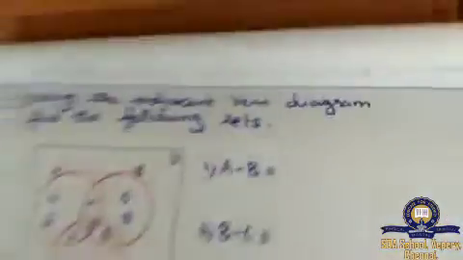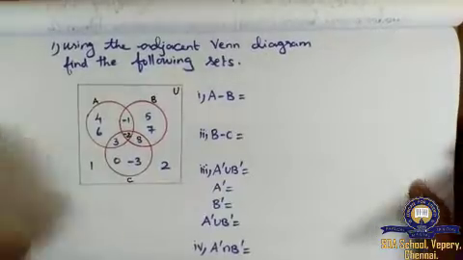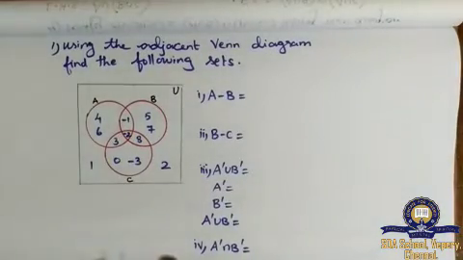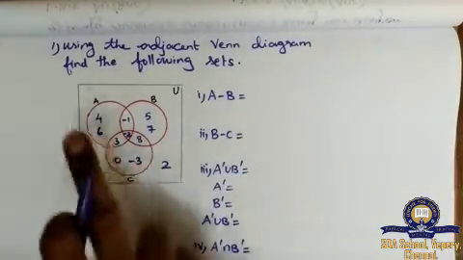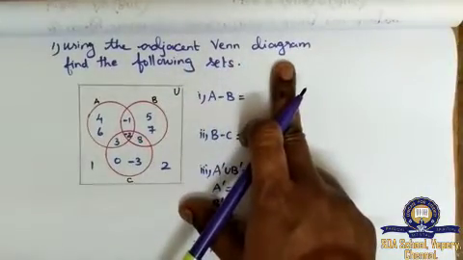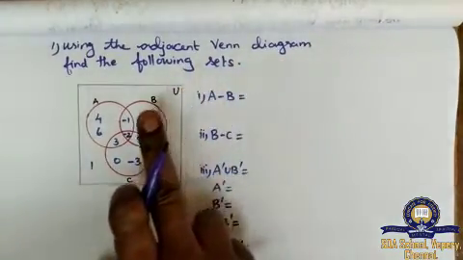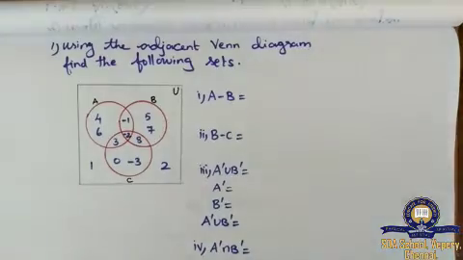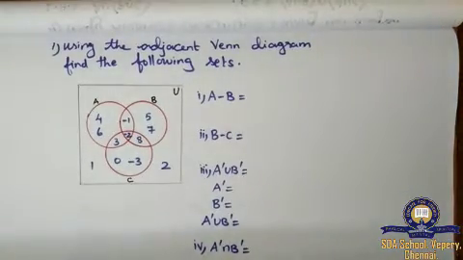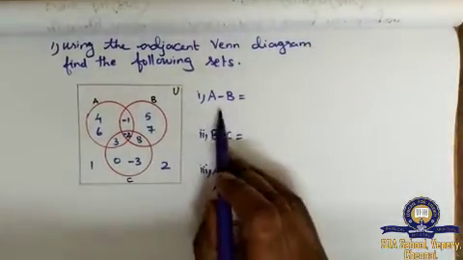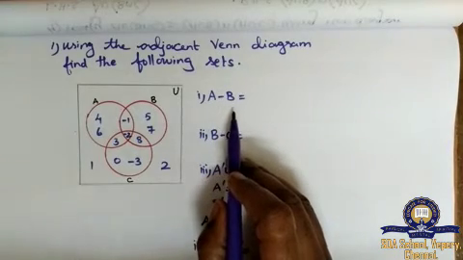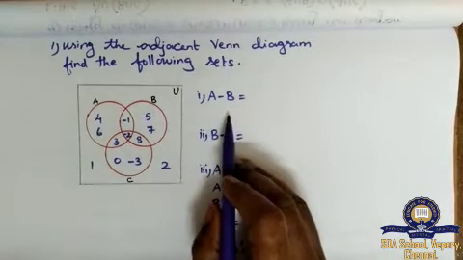Next is the first sum. In this question, they have given a set which has numbers. Using the adjacent Venn diagram, find the following sets. They have given a set of questions. How many questions? 7 questions they have given. First question is A minus B. Directly also you can use.